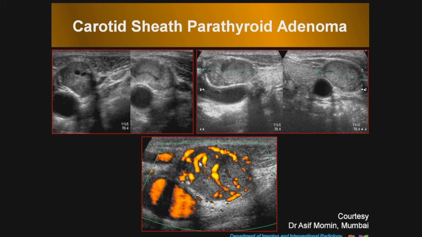This one was given to me by my teacher, Asif Momin, because every time I come to Bombay, he shows me interesting cases and he'll always share those cases for me. And this is, as you can see, located just in front of the carotid artery. So this is a parathyroid adenoma. One of the commonest ectopic sites of a parathyroid adenoma is this. The other one is in the submandibular area.